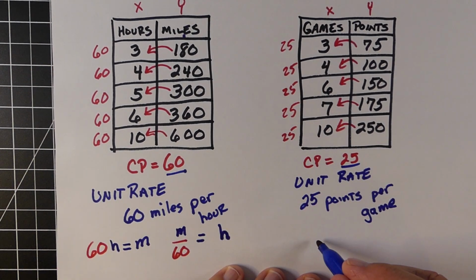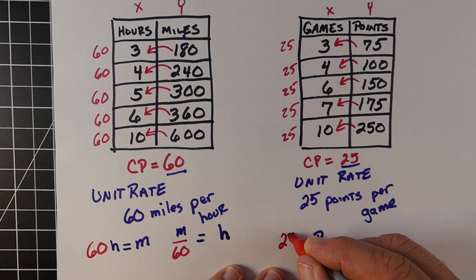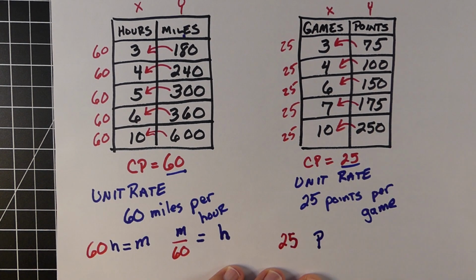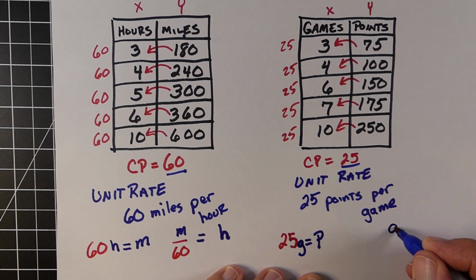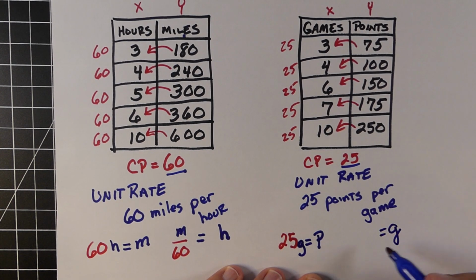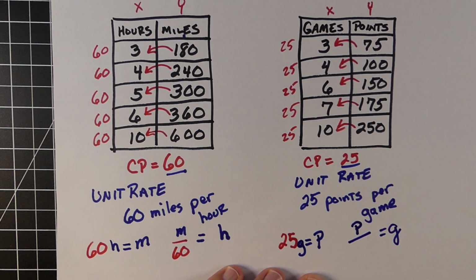If we looked at points in games, we know our constant is 25, and the unit rate is 25 points per game. If I want to find out the number of points, I'm taking the 25, which is our constant, and multiplying it by x, which in this case is games, and that's going to give us our total number of points. If we're doing this in reverse, if we're trying to figure out how many games we played based on the points we have, you're going to take the number of points and divide that by our constant, and that will give you the number of games played.